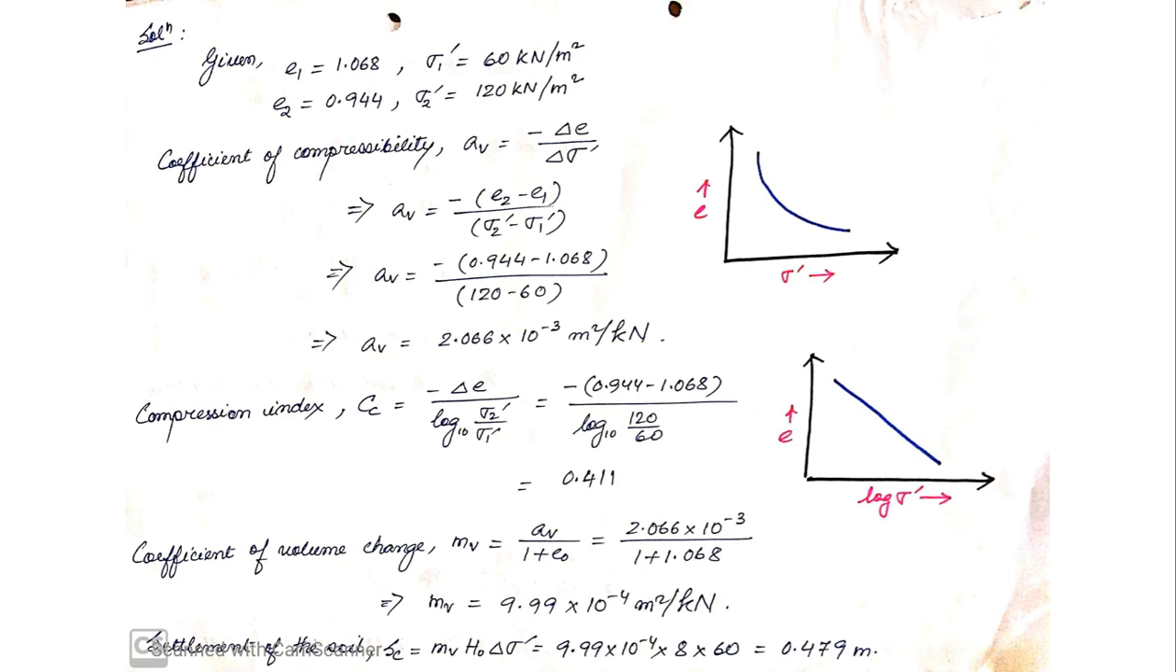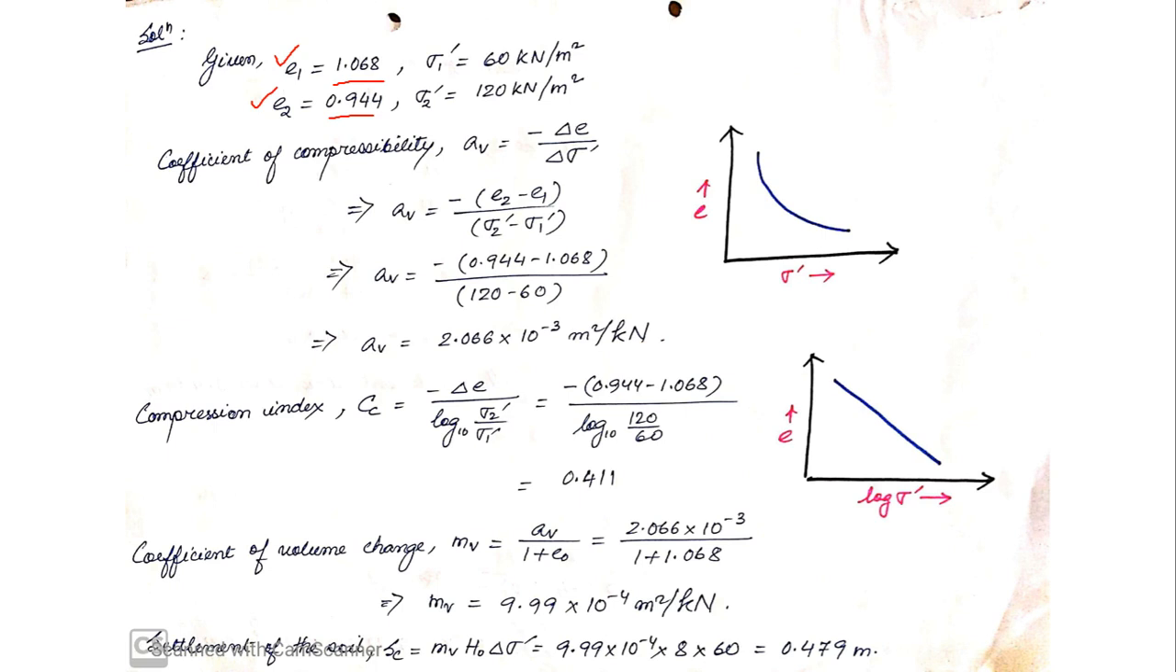Now the question says that the void ratio gets decreased from 1.068 to 0.944 when the pressure is increased from 60 kilonewton per meter square to 120 kilonewton per meter square. So I have assumed the initial void ratio to be e1, which is 1.068, and it has decreased to a void ratio of e2, which is 0.944. That means e2 is the final void ratio.